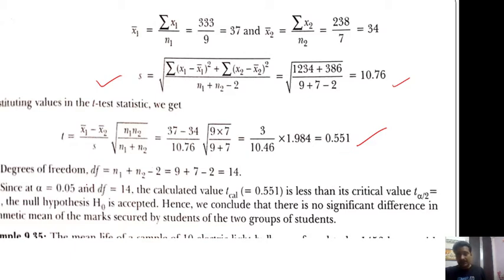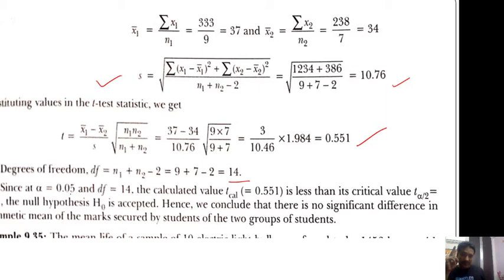Again we need the degrees of freedom. One more thing: because we are testing differences between two population means, the degrees of freedom would be the first sample size plus the second sample size minus 2, because we have two population means. So we subtract 2 from n1 plus n2, and the degrees of freedom would be 14.